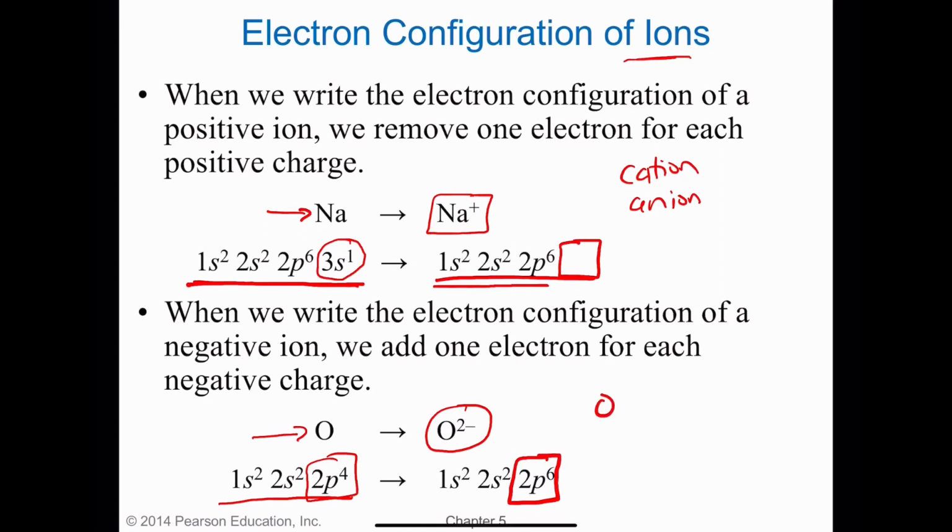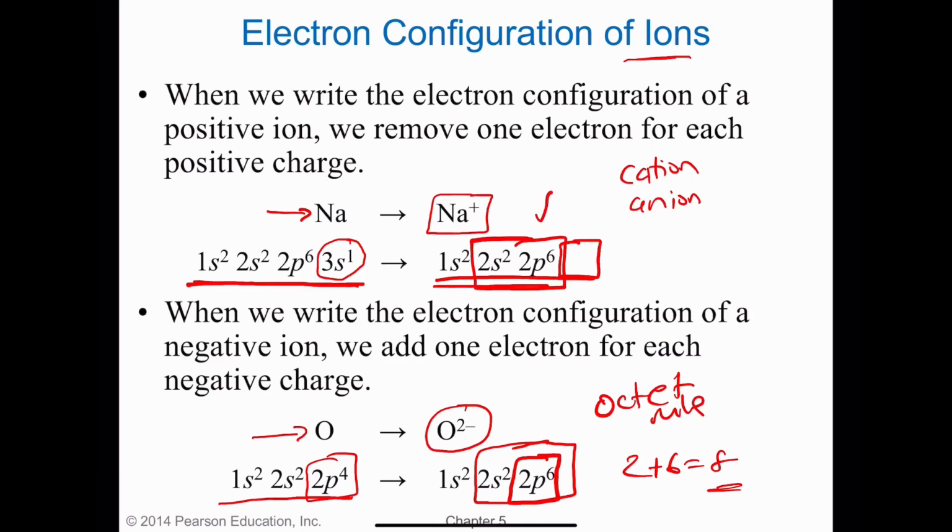And then remember we talked about the octet rule. Notice that we've got 2s2 and 2p6. 2 plus 6 is 8, 8 as in octet. So what's happened in both of these cases, the outer shell is now 8 electrons. For sodium, the outer shell is no longer the third, it's now become the second because it lost that electron in level 3. Now we've got 8 electrons in the new outermost shell. Same thing has happened to oxygen. Oxygen now has 8 electrons in its outermost shell. It now has a complete octet.